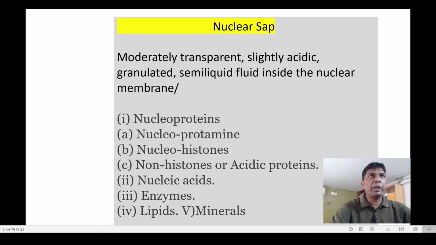Now let's go through the nuclear sap. This is actually a moderately transparent, slightly acidic, granulated semi-liquid fluid present inside the nuclear membrane, and it consists of the following components: nucleoproteins, nucleic acids, enzymes, lipids, and minerals. Now the nucleoproteins can be divided into 3 subcategories. These are nucleoprotamines, nucleohistones, and non-histones or acidic proteins.